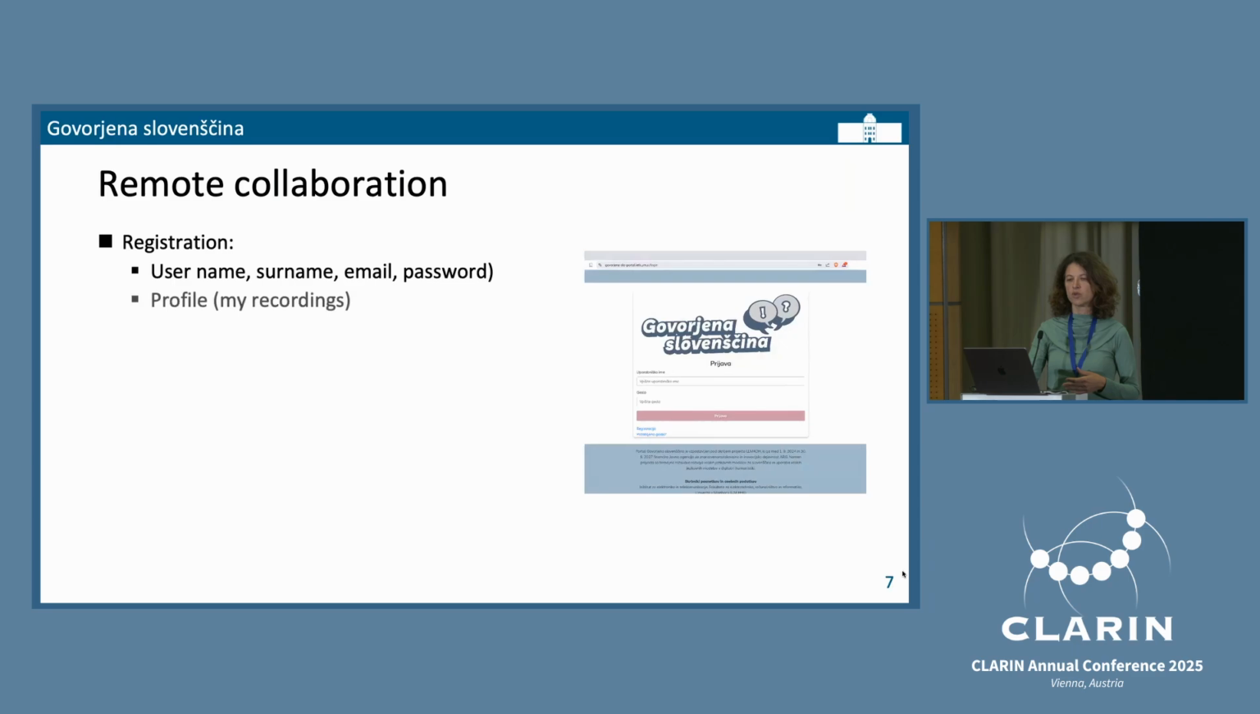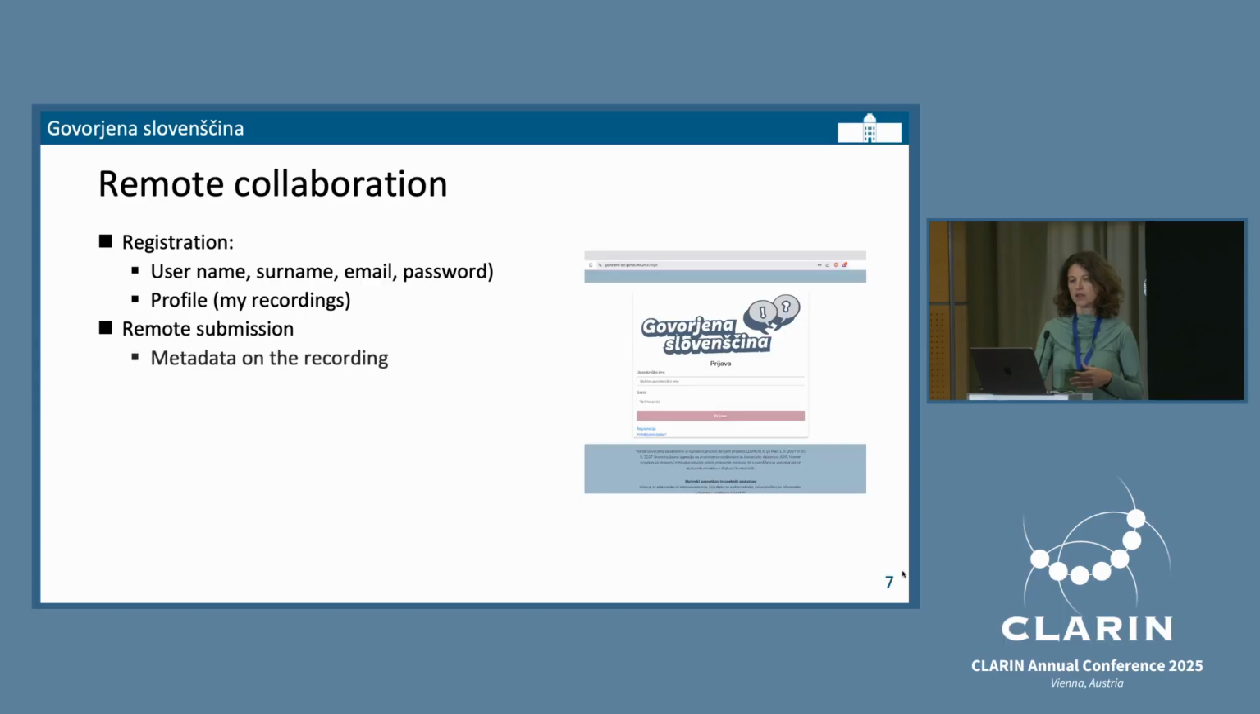For this platform, only the participating citizens need to register. They have their username with email and password, and a simple profile where they can have a look at the history of the recordings they have already submitted. And then there's also a task to support remote submission.